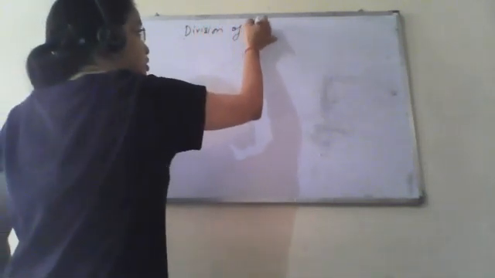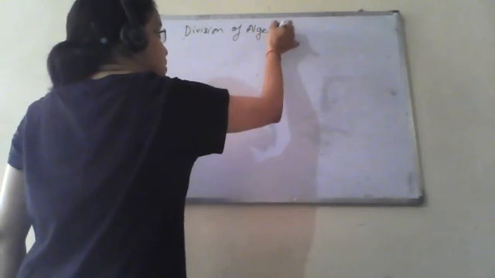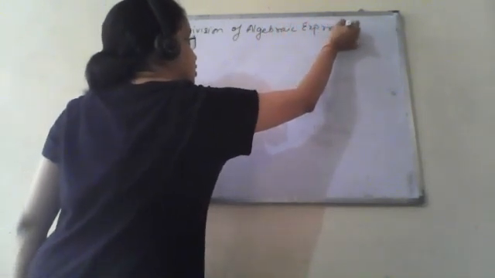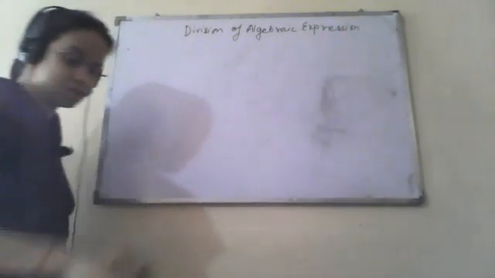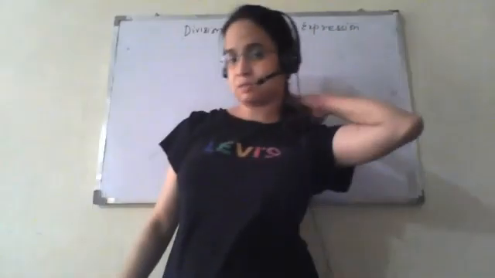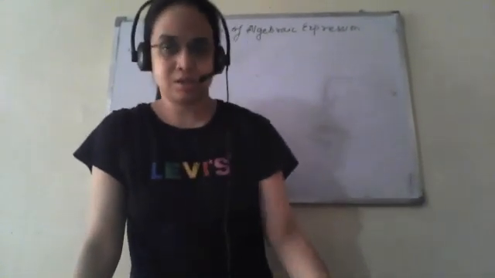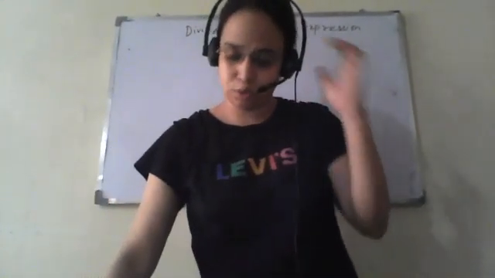Of algebraic expression. So this is very simple. So far we have discussed factorizing things using a common factor. This is the same, by the same method we are going to divide.